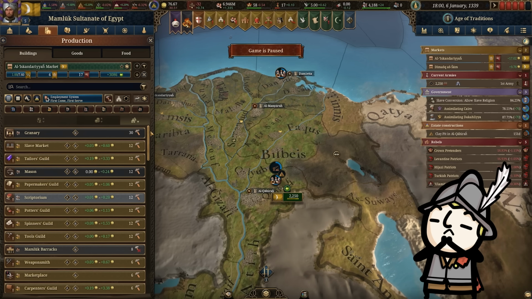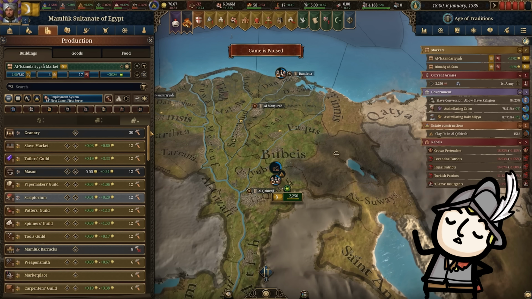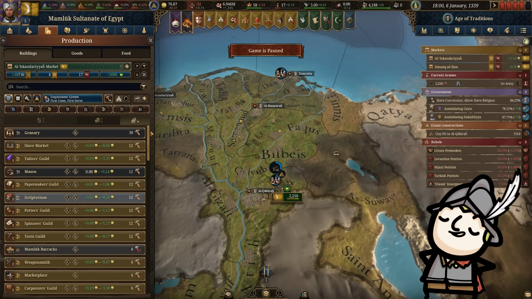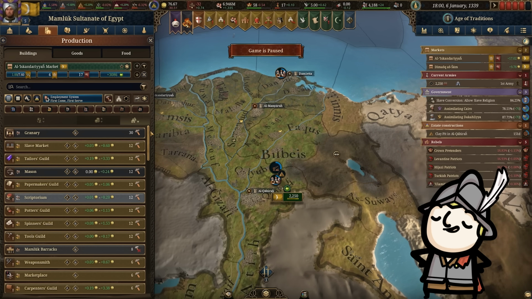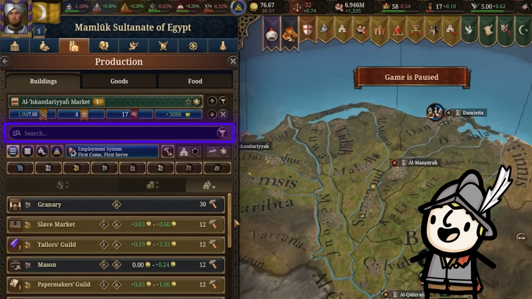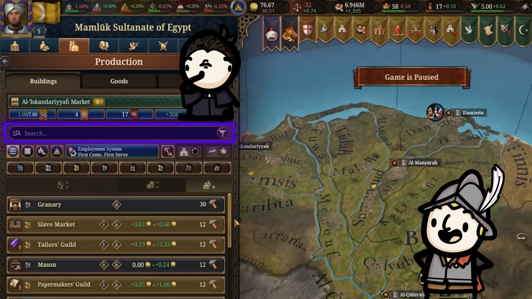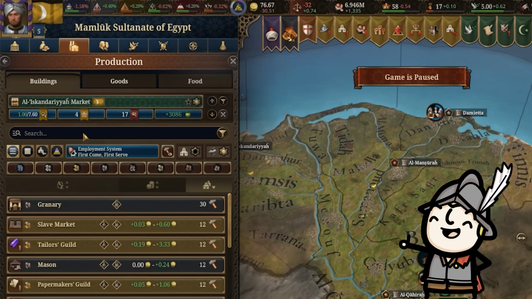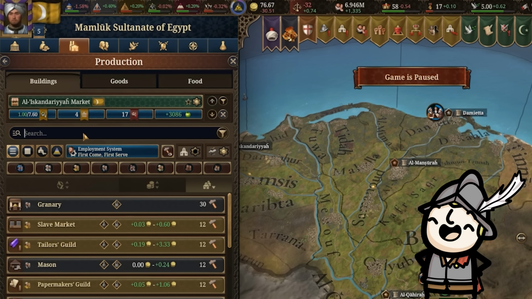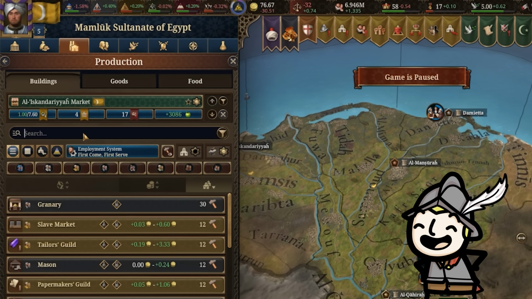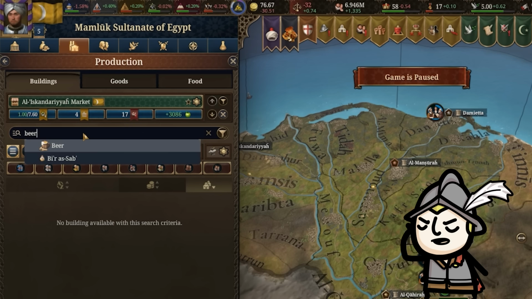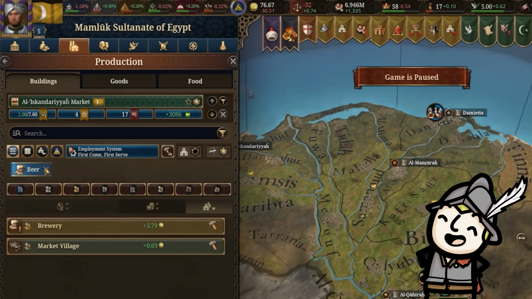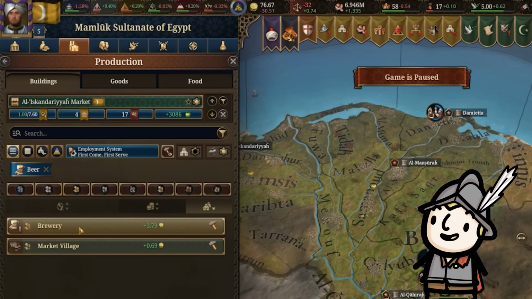Now, fundamentally, all buildings do is take an input and create an output. That input could just be labor, or it could be labor and a number of other goods. The search bar is also very handy here. If you know what you want to create but don't know the name of the building that goes with it, you can simply type in anything here and try to find the right information. So if we know we want to brew more beer but don't know the name of the building that makes it, we can just type in beer, sort by beer-related buildings, and we get the market village and the brewery.